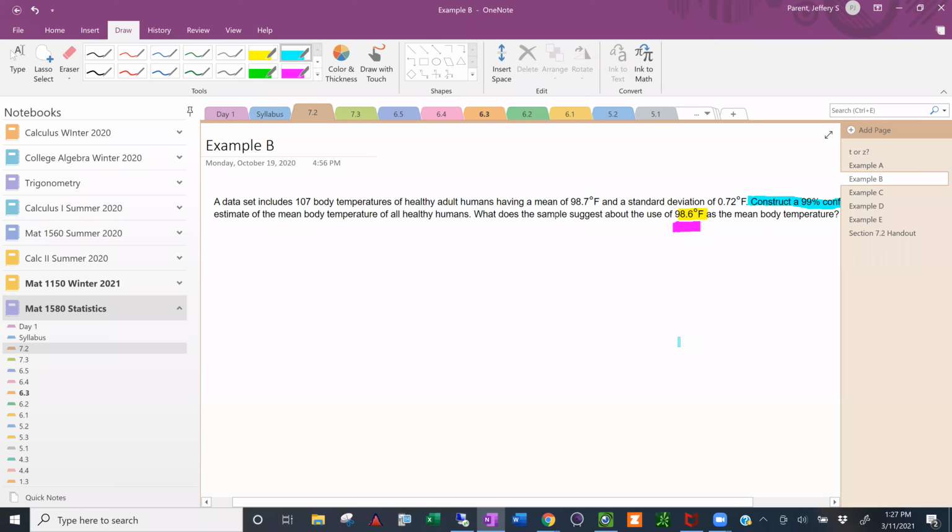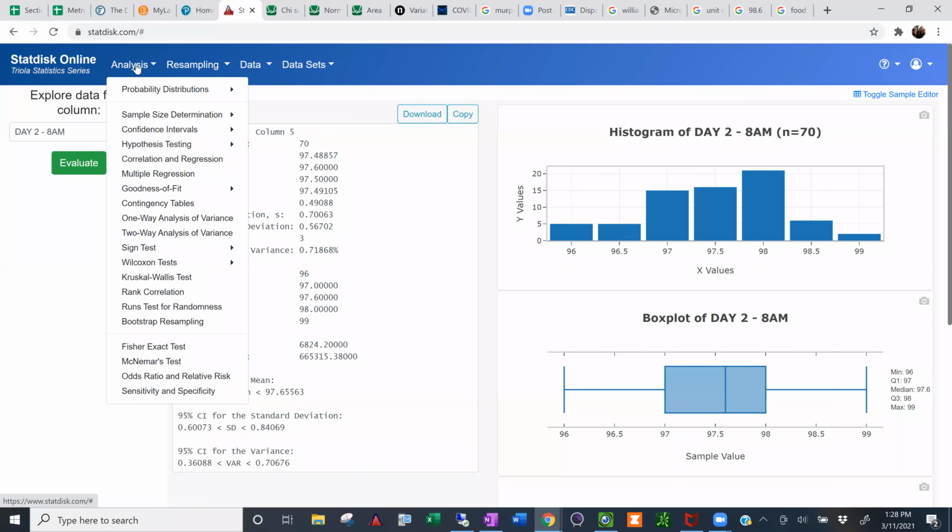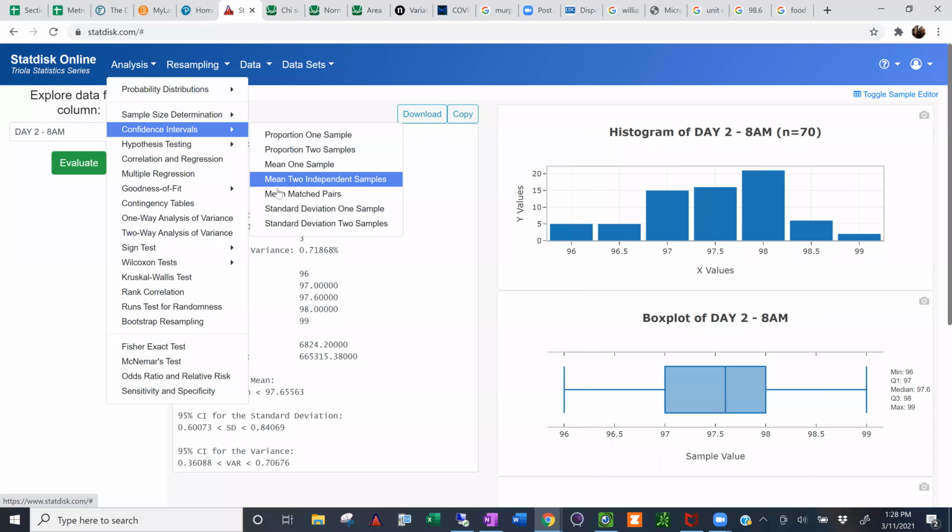And it's cut off a little bit on my sheet here. Let me see. Yeah, there we go. Construct a 99% confidence interval. That's your clue. And it's constructing a 99% confidence interval for the average or the mean body temperature. So there's your big clue right there. Construct a 99% confidence level. And when you go to statdisk, pretty much most of what you're going to be doing is going to the analysis menu. When you scroll down there, you see confidence intervals, and then you just have to choose the right one.